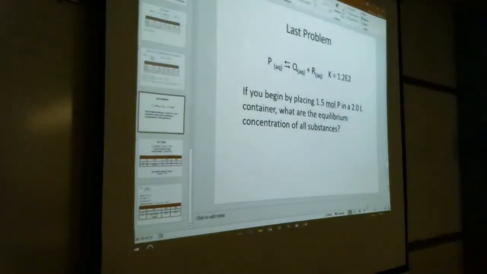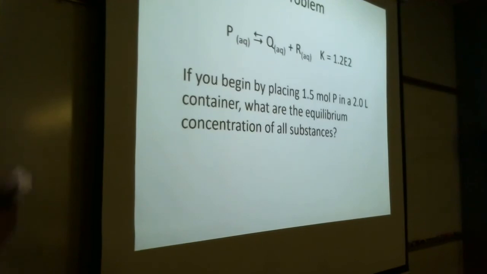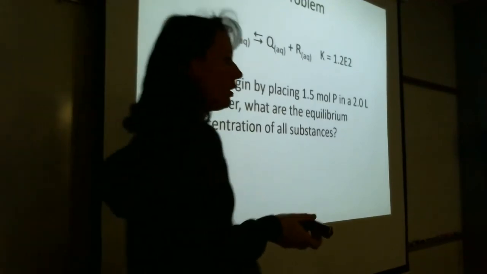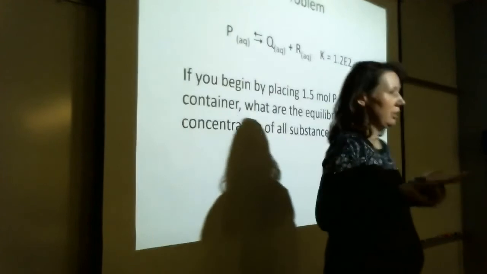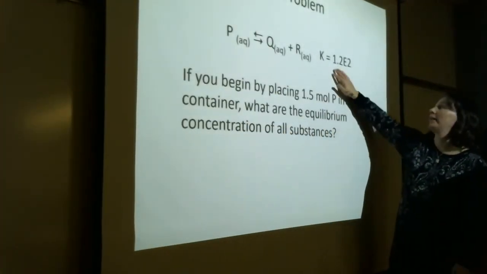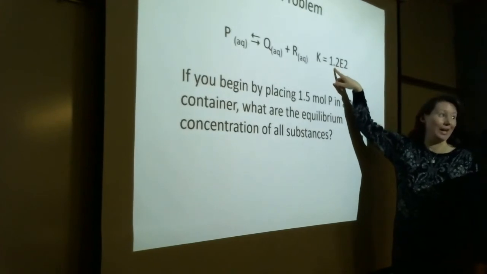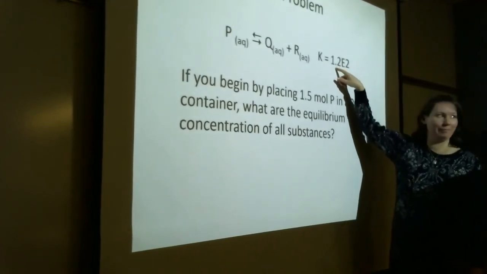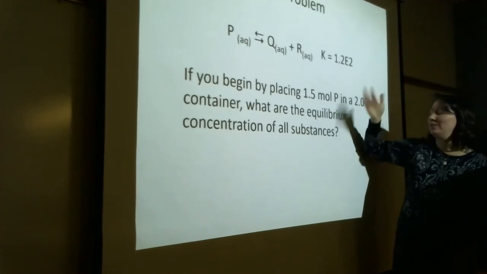All right. So here's the question for you. Can you use the 5% approximation here? The answer is no way. Why? Because K is 120. Is that reactant favored? No, not at all, not even slightly, right?